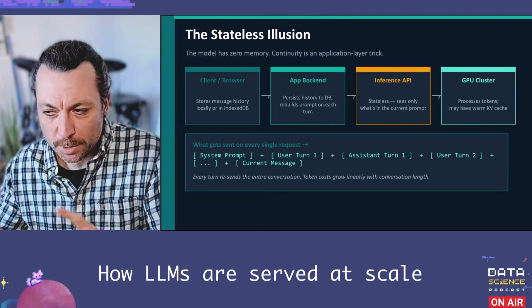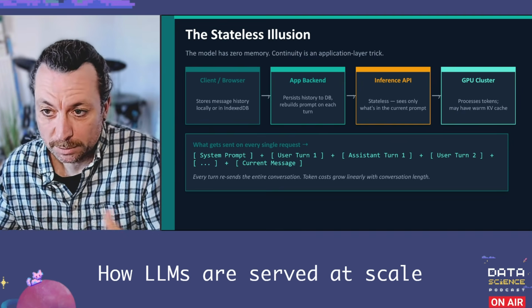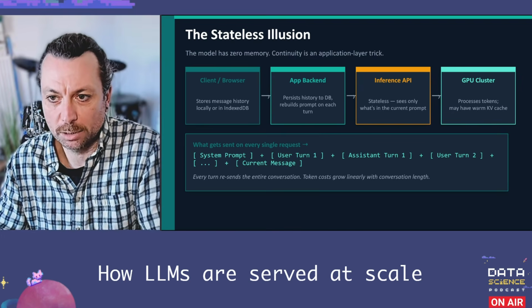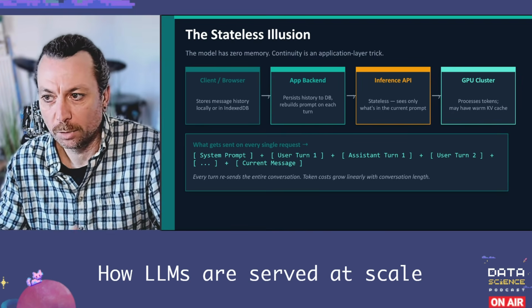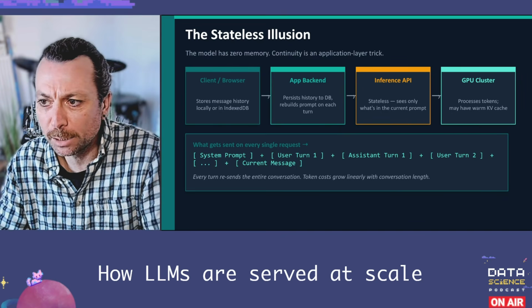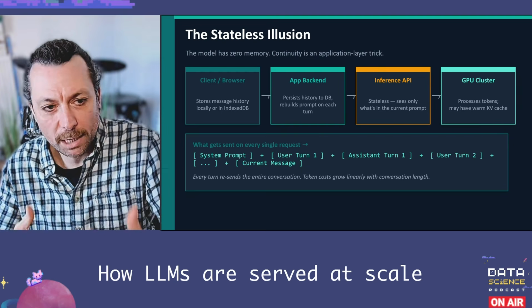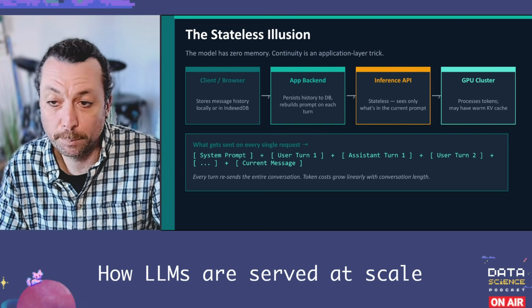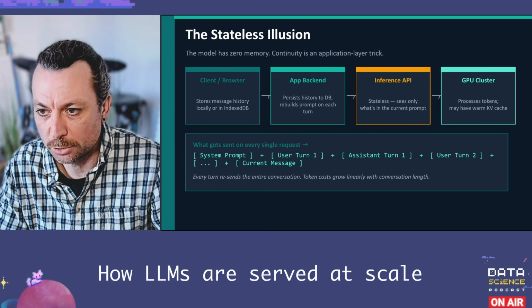After the inference API, well, it's time to hit the GPU cluster. That's where the actual tokens are generated, right? So you process this token in the cluster, and then, of course, you use the KV cache and you generate tokens and you return them as a response back to your browser, assistant in general, right?